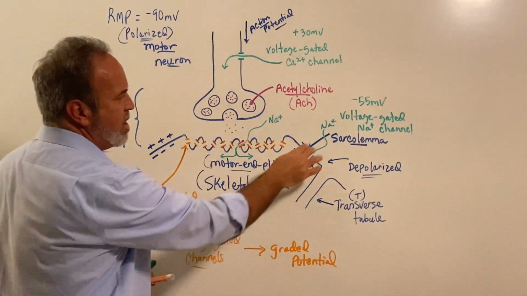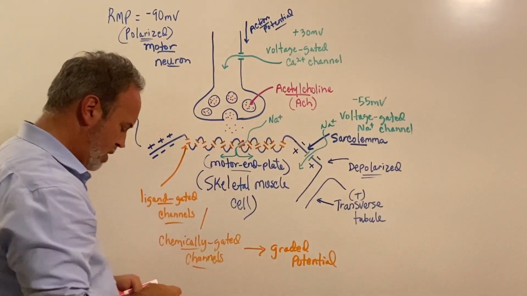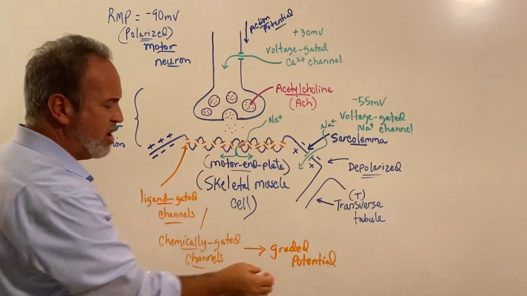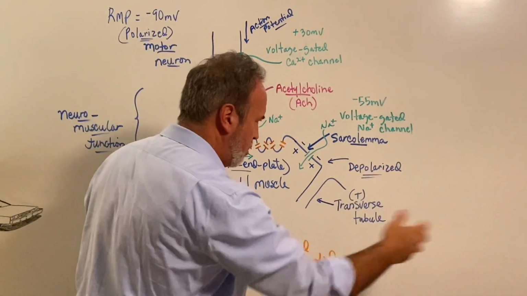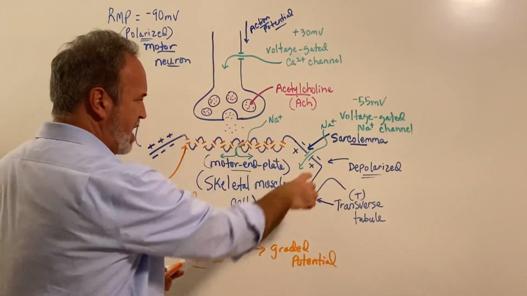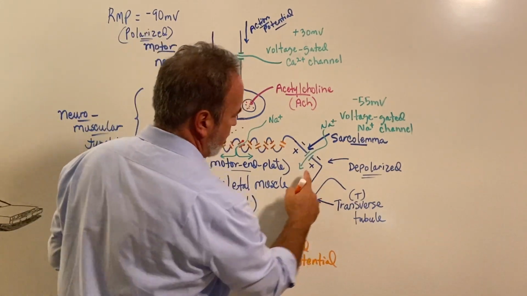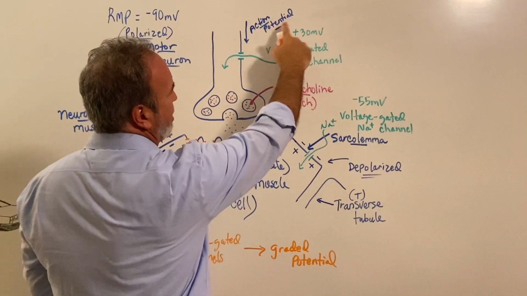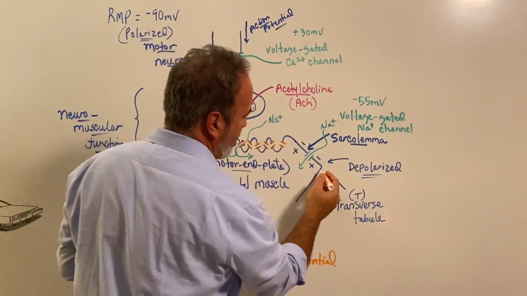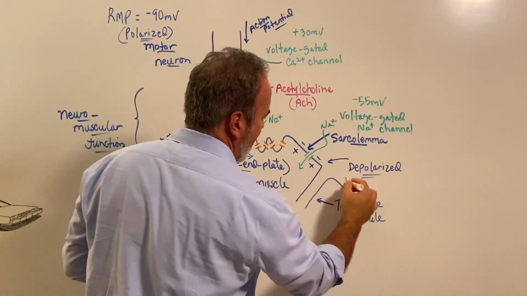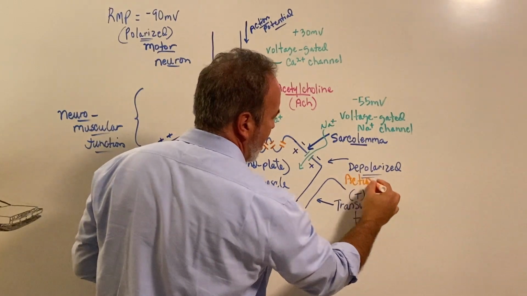But once we get to negative 55 millivolts, we're going to go from a graded potential to an action potential, okay? So we're going to get from here an action potential. It's kind of like that, okay? So now we developed here an action potential.